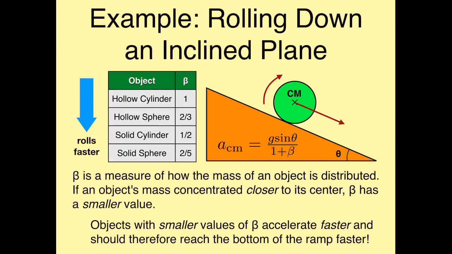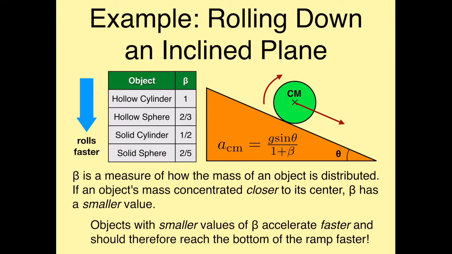So if we look at the table where the hollow cylinder has a value of 1, hollow sphere 2/3, solid cylinder 1/2, and then a solid sphere 2/5, this is in decreasing order of beta. As we go down this table, the objects should be rolling faster. In other words, this is telling us a hollow cylinder is slower than a hollow sphere, which is slower than a solid cylinder, which is slower than a solid sphere when it comes to rolling down a ramp, okay?